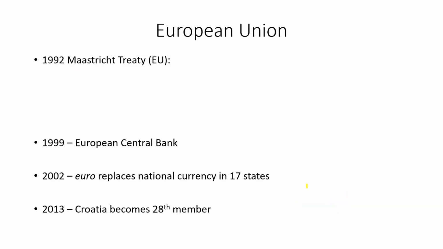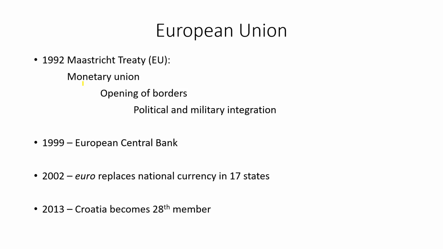The Maastricht Treaty in 1992 was what we now formally call the EU, where they decided to get the states together with a monetary union and a central bank to follow, opening up of the borders for labor and immigration flows, things like that, and to start the political integration as well as building a military. That has, of course, progressed considerably slower.